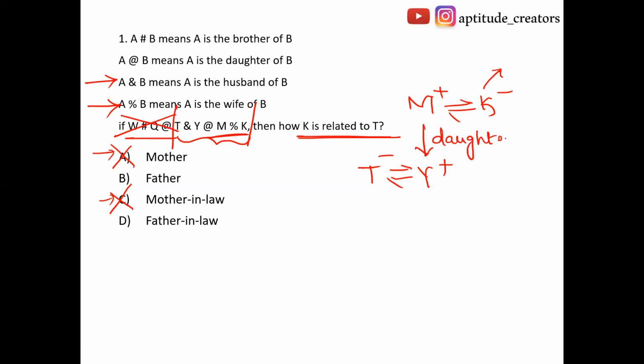Now, what is the question? He is asking how K is related to T. Wife's father, we can say father-in-law. Answer is option D, father-in-law.